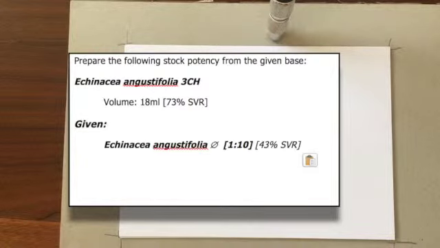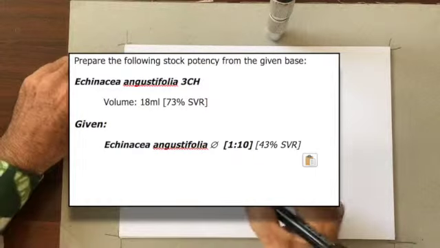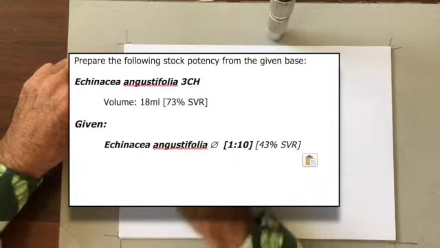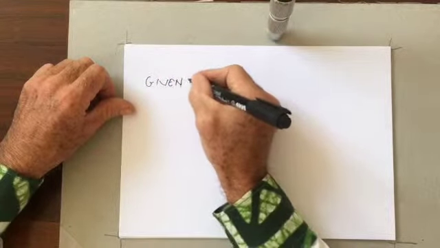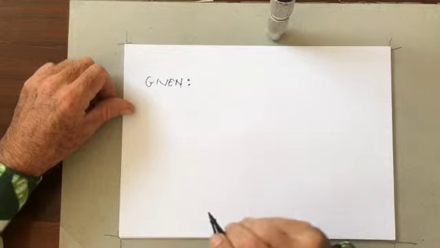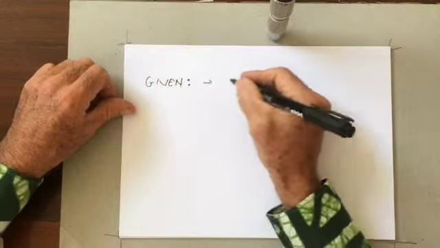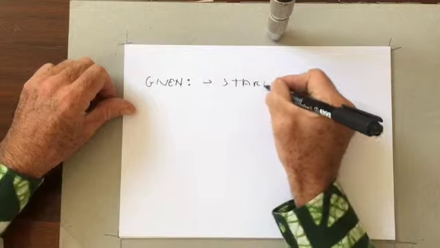Now that start on the top of the page, or the top of the question, is actually the end point. That's what you've got to make right at the end. So have a quick look at that, but don't concentrate on that. Rather go down and look at the bottom of the page where you will find something called the given, usually in bold letters. The given is actually what you're starting with. That's the start point.